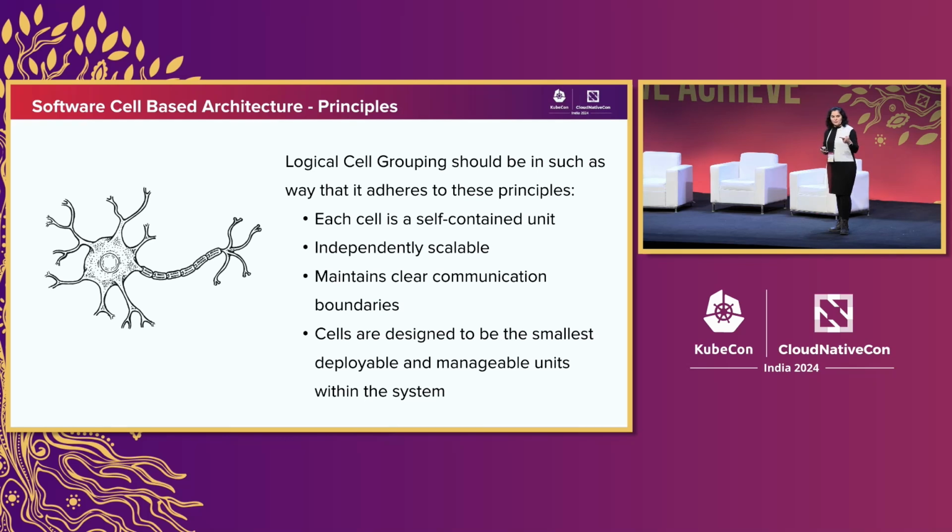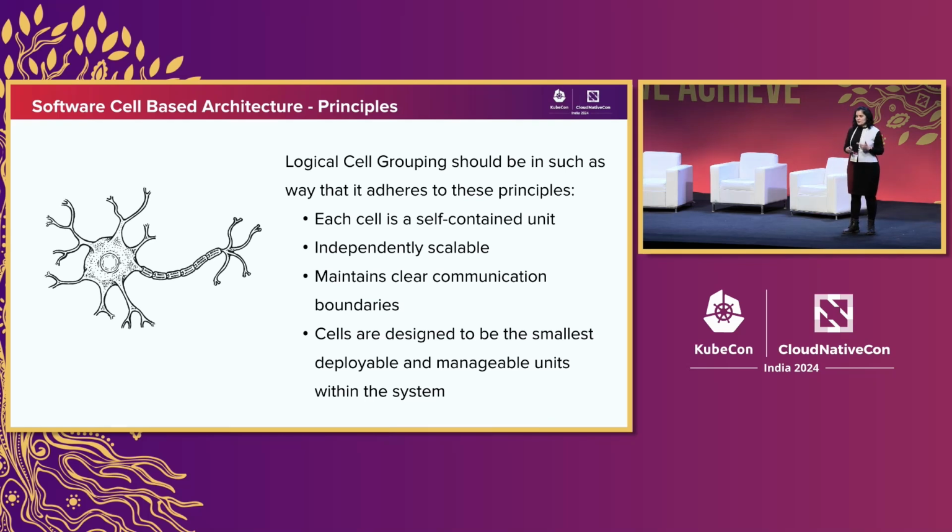Independently scalable. So if, let's say, I've decided to put a couple of microservices in my cell, then we have to make sure that it is independently scalable. One thing is dependent on the other, so this has to be considered as one unit. Then maintain clear communication boundaries, because if you're not doing that, with any sort of communication between the cells, then you're diluting all about the cell-based architecture. So clear communication boundaries are a must for any cell-based architecture.